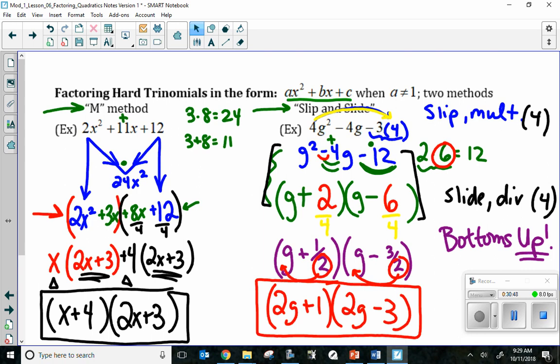You can decide whichever way. I could have done the first example with that method. I could have done slip and slide, making the same answer. And I could have taken the second example, where I did slip and slide, and I could have used the AND method and got the same answer. So whatever method you like better, that's the one you run with.